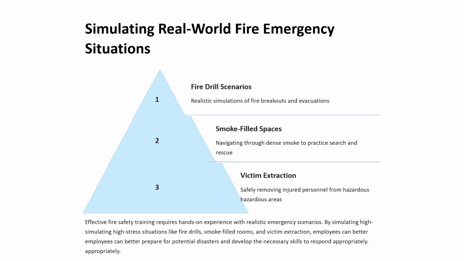Simulating real-world fire emergency situations. 1. Fire drill scenarios. Realistic simulations of fire breakouts and evacuations. 2. Smoke-filled spaces, navigating through dense smoke to practice search and rescue. 3. Victim extraction, safely removing injured personnel from hazardous areas. Effective fire safety training requires hands-on experience with realistic emergency scenarios. By simulating high-stress situations like fire drills, smoke-filled rooms, and victim extraction, employees can better prepare for potential disasters and develop the necessary skills to respond appropriately.